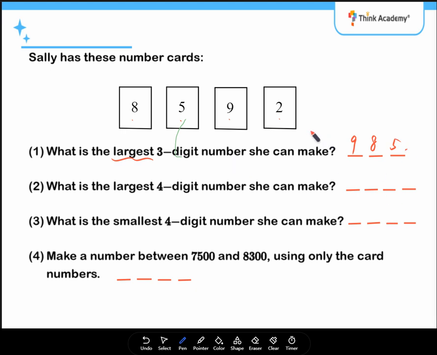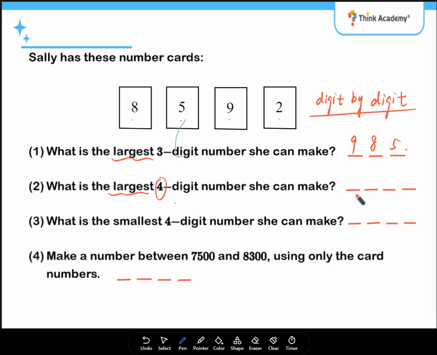Basically, when we deal with this kind of question, we do it digit by digit. Just make sure you list out all the options for each digit, which can help you make the right choice more carefully. Okay, for the second one, it's not that difficult. The largest 4-digit number. So the process stays the same.